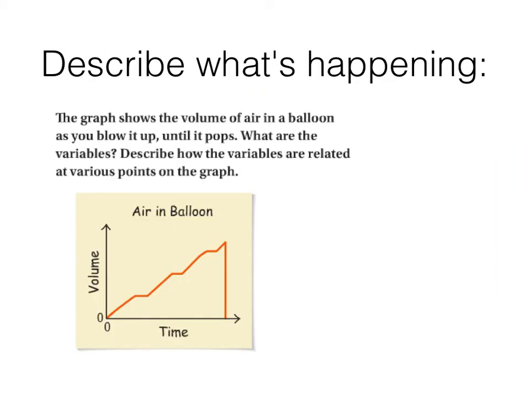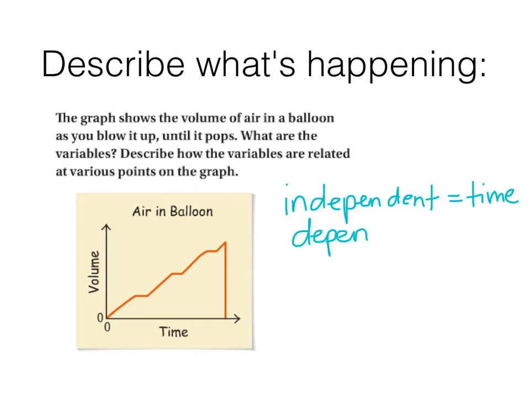This graph shows the volume of the air in a balloon as you blow it up until it pops. What are the variables? Describe how the variables are related at various points on the graph. Okay? Well, our independent variable is the time, and our dependent variable is the volume. So what's happening at first? Well, at first, the balloon is being filled steadily. So you take a breath in and you blow into the balloon, and then you run out of breath.